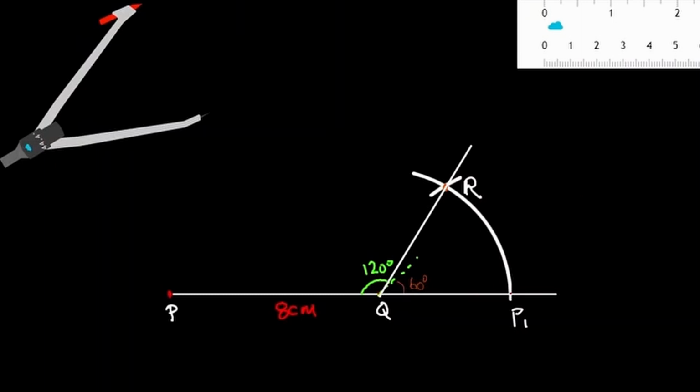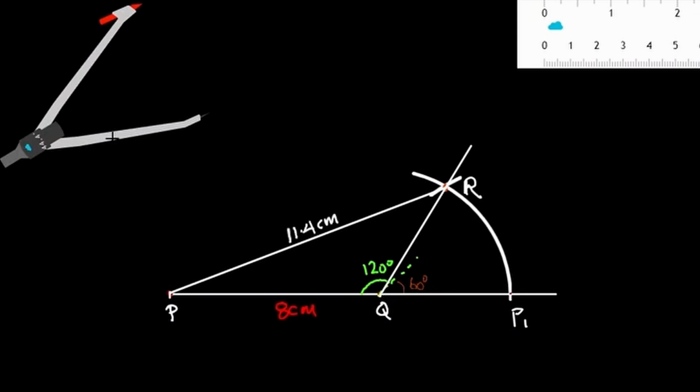So all I need now to do is to construct my triangle by connecting P and R, and that will represent my triangle. We're asked to measure the distance PR, so we could easily use our ruler to take a measurement, and this works out to be 11.4 cm.